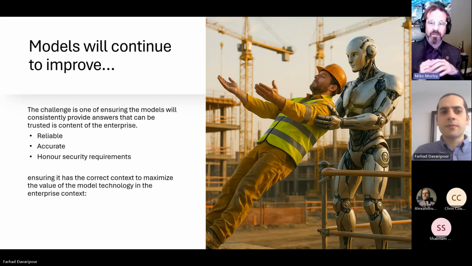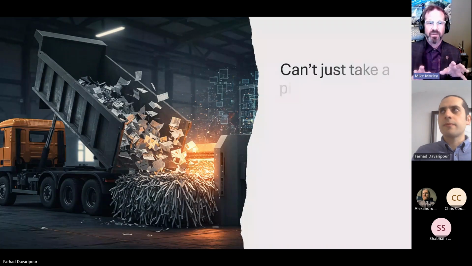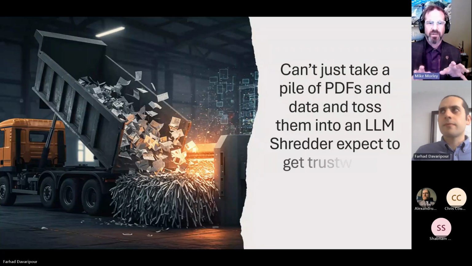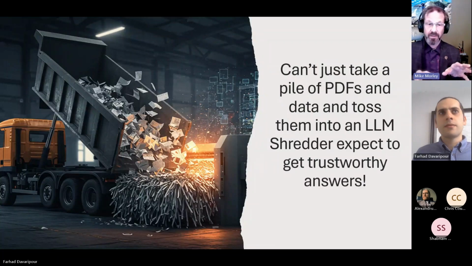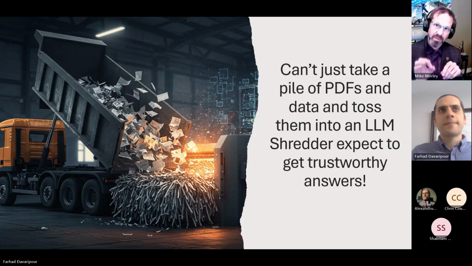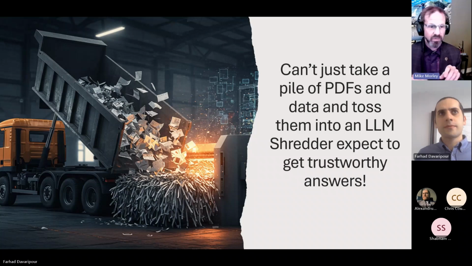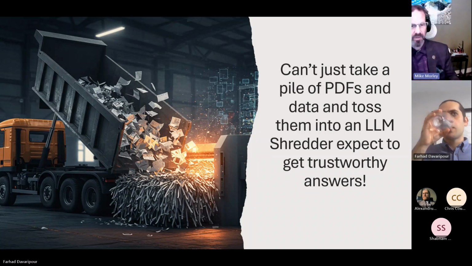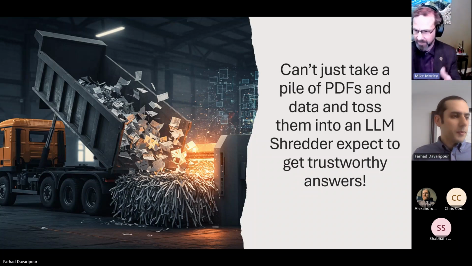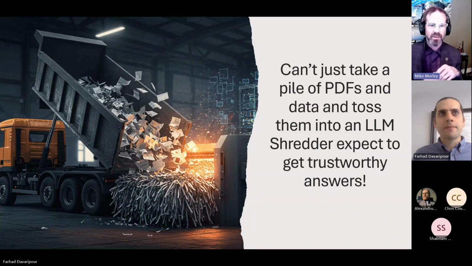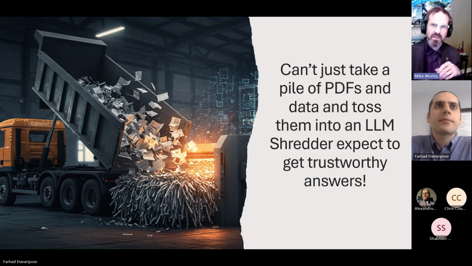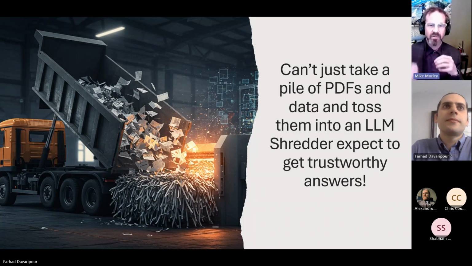So if you go to the next slide, you can't just take your documents and data, toss them into an LLM shredder and expect to get trustworthy answers out of one of these things. This is the POC, the proof of concept trap we do see enterprises and businesses falling into. It's like, hey, we can grab a large language model and a little bit of code off the internet somewhere, spin this thing up, stuff some PDFs into it, and voila, you can talk to the PDFs and get nice answers back out of it. And that can work to a certain extent at a small scale.